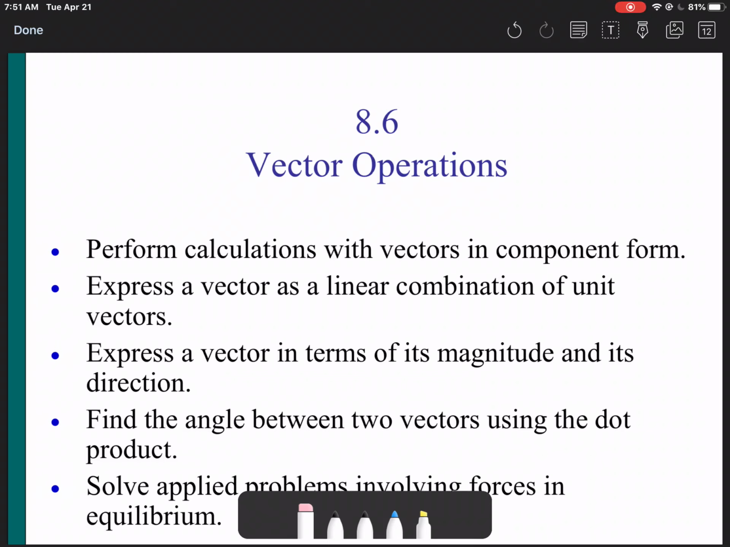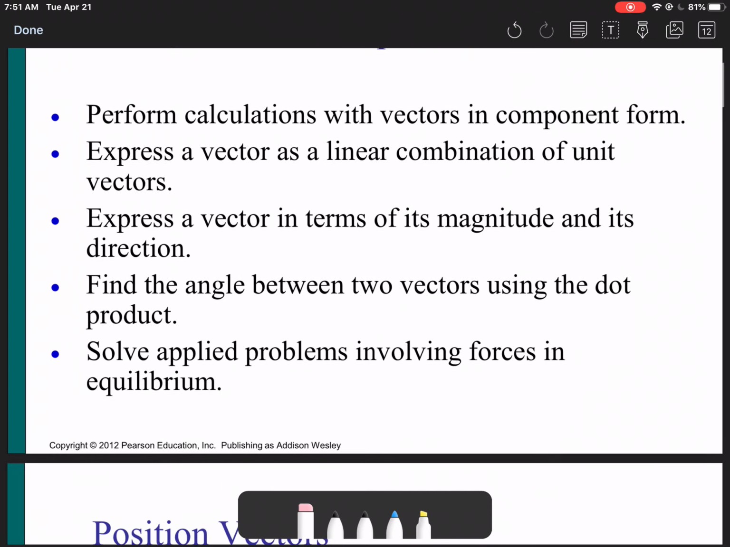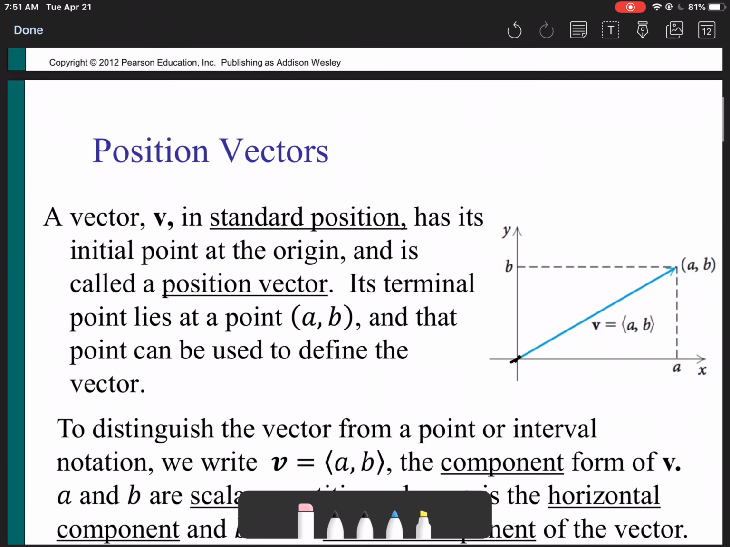Section 8.6, Vector Operations. In this section, we're going to look at performing calculations with vectors, and we're only going to look at a portion of this section. I'm not going to go very deep into it, but just give you a little bit of an idea of how we can do calculations with vectors, and different forms or formats that we can use to express or represent vectors. Of course, vectors have a lot of real-world applications, a lot of physics type applications, but they are very useful beyond just mathematics.